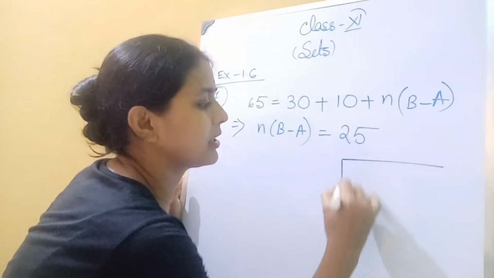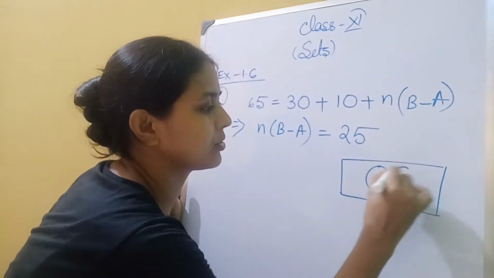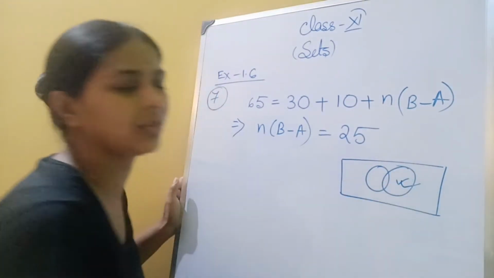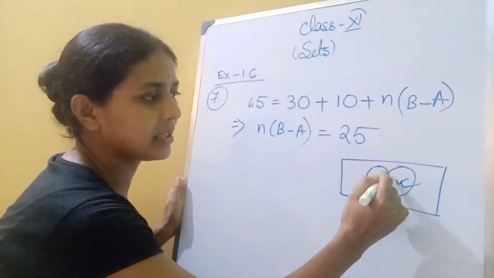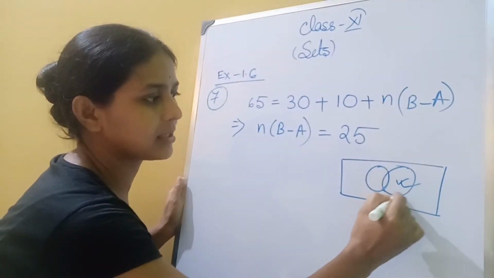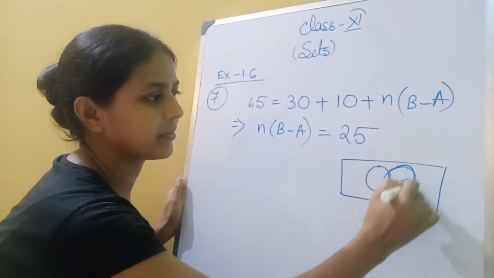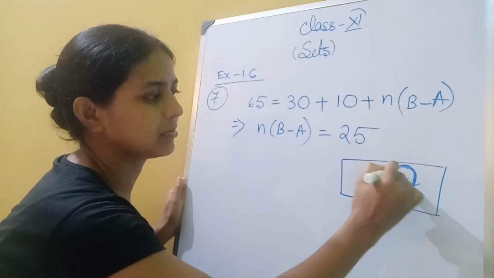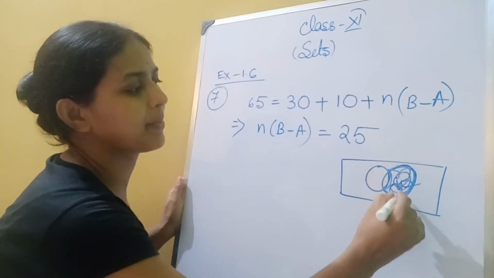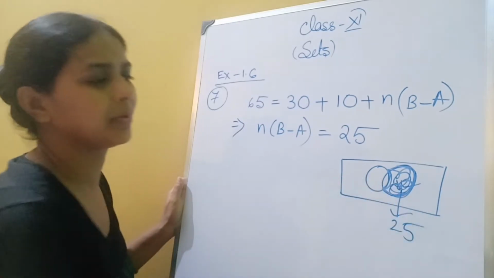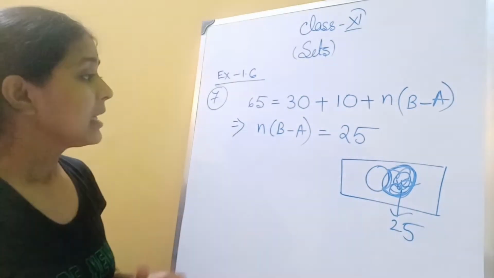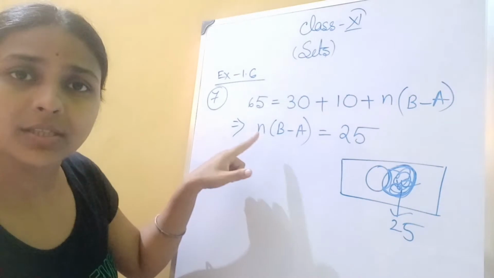I am drawing the figure over here so that you can understand. This part we need to find out, only this curved part, like the moon. This part is 25. So this is the first question's answer.